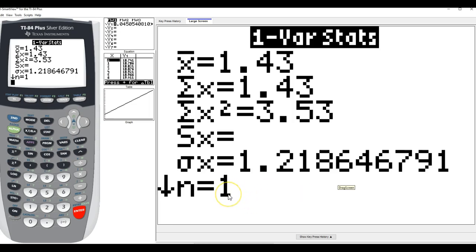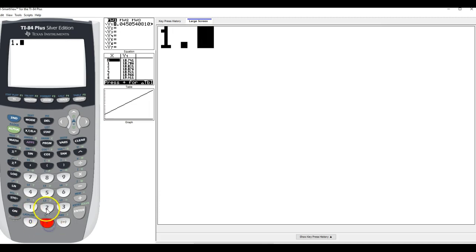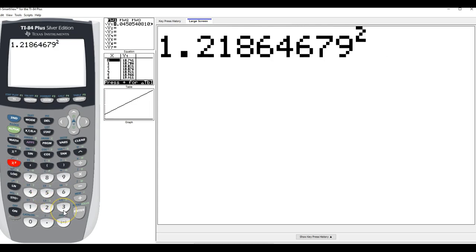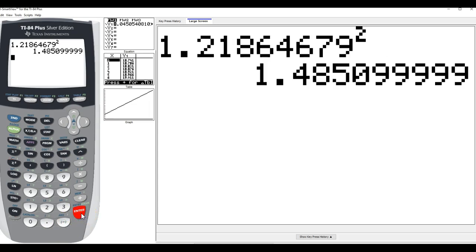Okay, so right here on my home screen, I can take that 1.2186 4679, and I can just go ahead and square that. Okay, so that's the standard deviation. Variance is standard deviation squared. So if I square that, that's going to give me my variance.